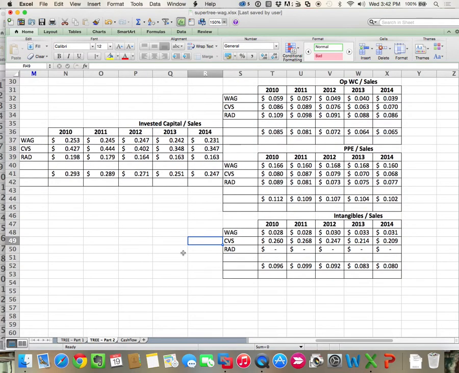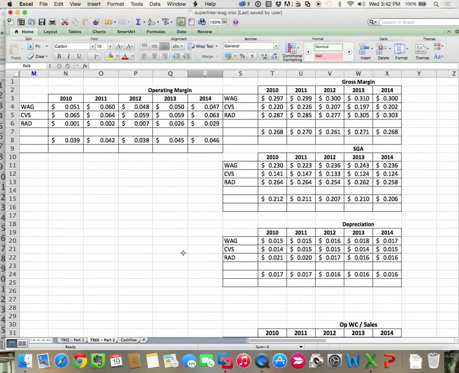For the second part of the tree, what we can then see is on the income statement level that really it was, from a gross margin standpoint, not really a big change in the gross margin in the industry. Walgreens was flat, right around 30%. CVS went down about 2%. Rite Aid went up about 2%. So Rite Aid and CVS kind of cancel each other out at the industry gross margin level.